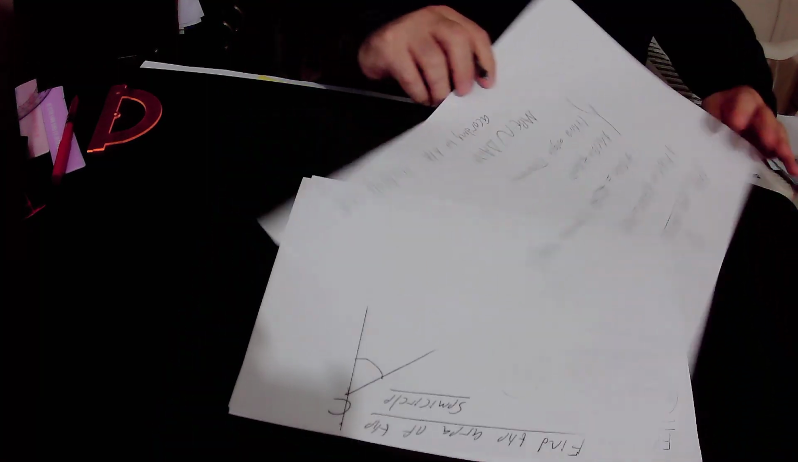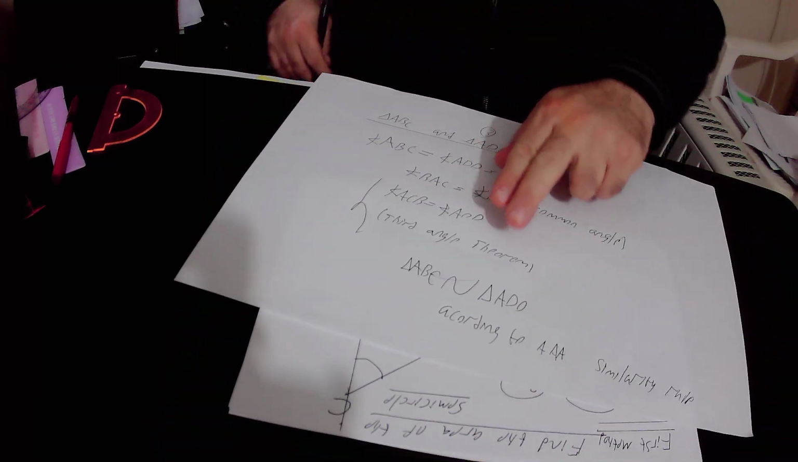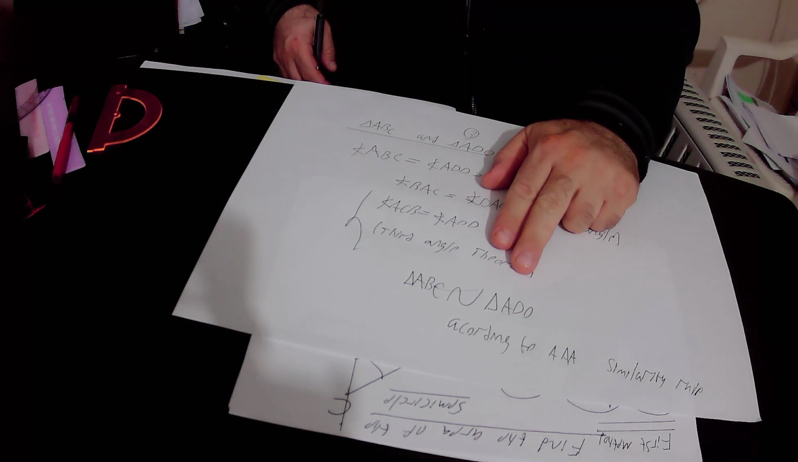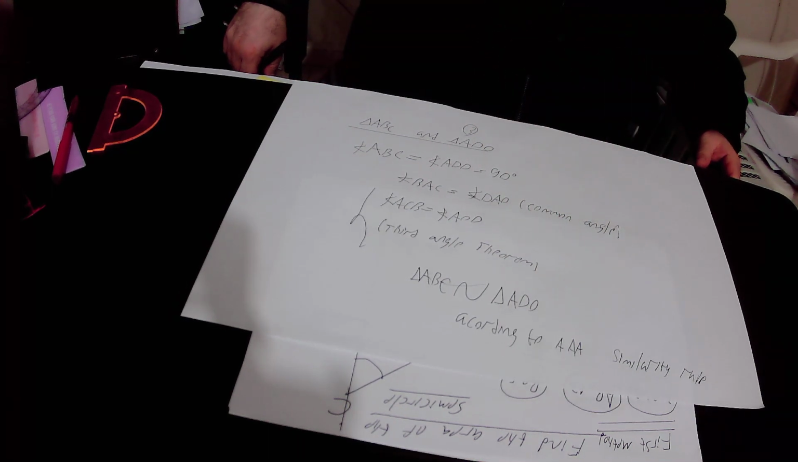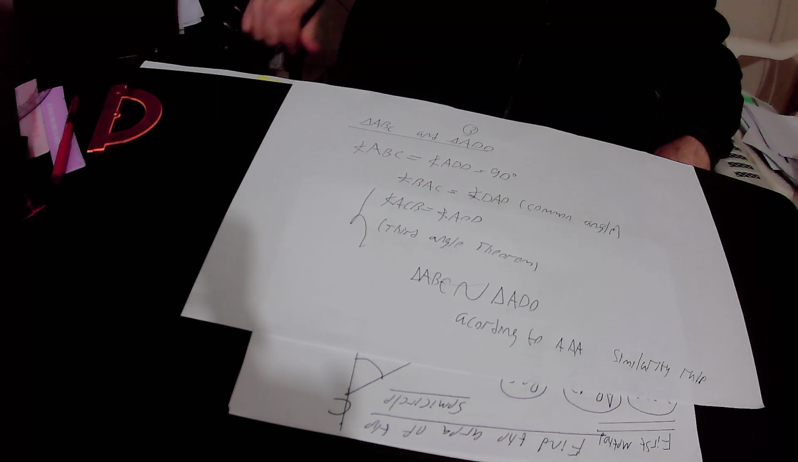We'll repeat again. We proved the triangle ABC, the big right triangle, is similar to the small right triangle, triangle ADO, according to the angle similarity rule. So what is the angle similarity rule? The angle similarity rule is that if you prove that all three angles in one triangle are congruent to all three angles of another triangle, then you proved that those two triangles are similar to each other according to the angle similarity rule.